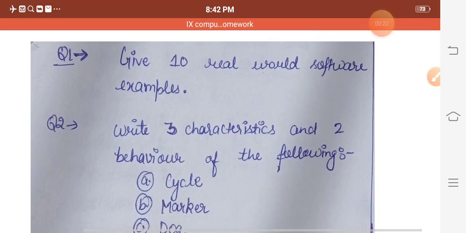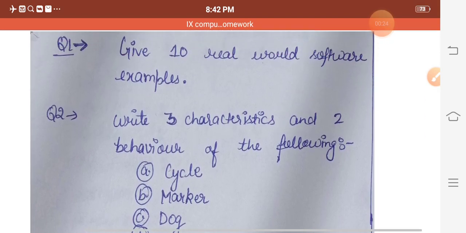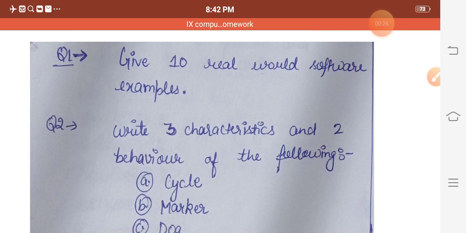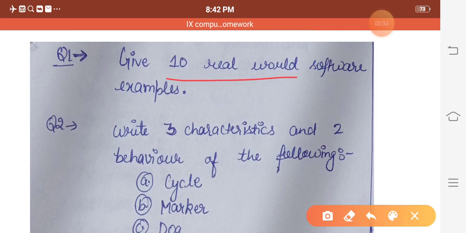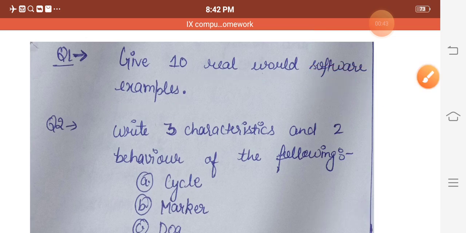Now here we are having our first question. Question number 1 is, give 10 real world software examples. So 10 real world examples you have to give, but in place of this software, write it object, real world objects. Example you have to write any 10.